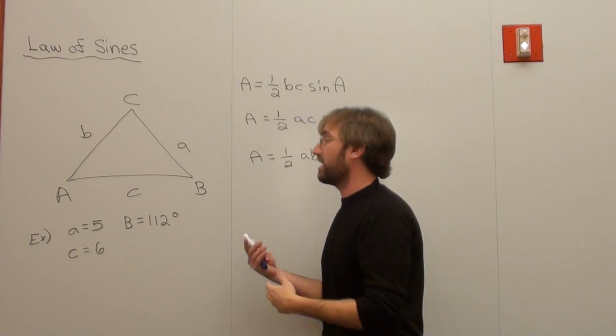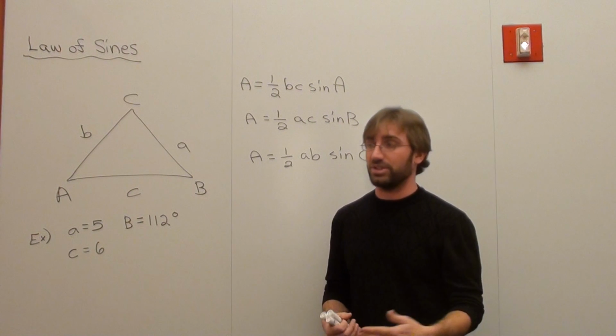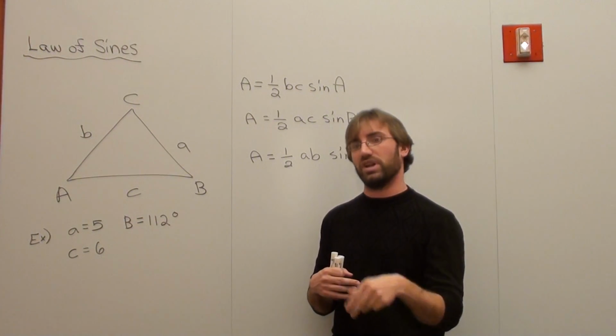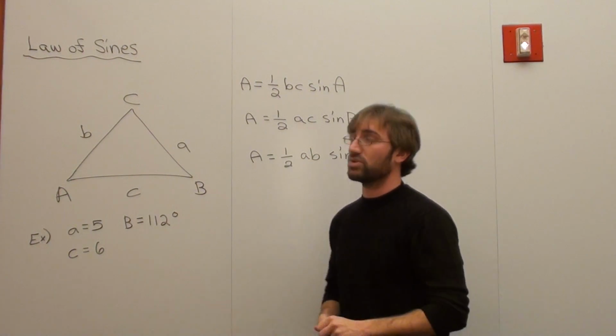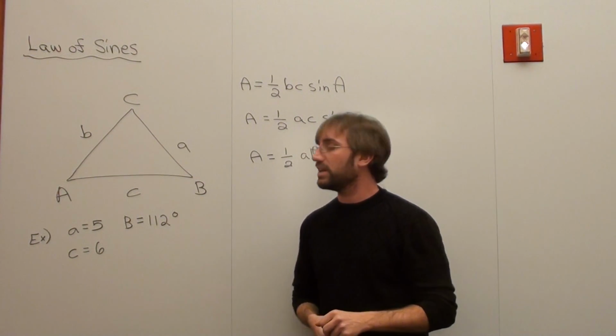Anyways, so you want to find the area of a triangle. Let's just say it's not a 90-degree triangle. It's not a right triangle, so you can't just use 1/2 base times height. You can actually use the law of sines, or an area formula from it, to figure it out.